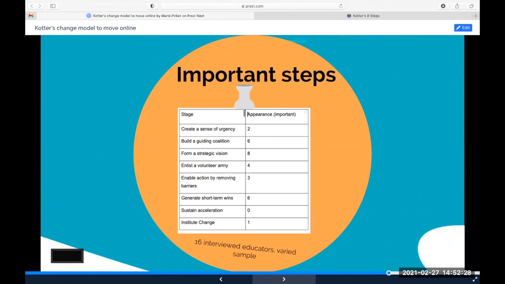If we have to move back online, if you're still online, if the change is coming, it's all about changes in education. So what can we do about those changes, and how can we follow them up? Very important also, short-term wins always, guiding coalition, but people did not find so important is sustaining the acceleration and instituting the change. So I think those are things that are really, really interesting to look at as well when we look at the importance of steps.